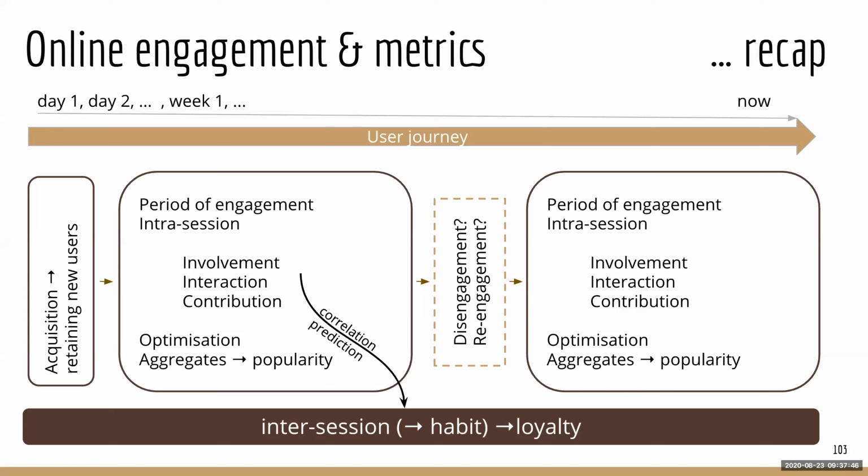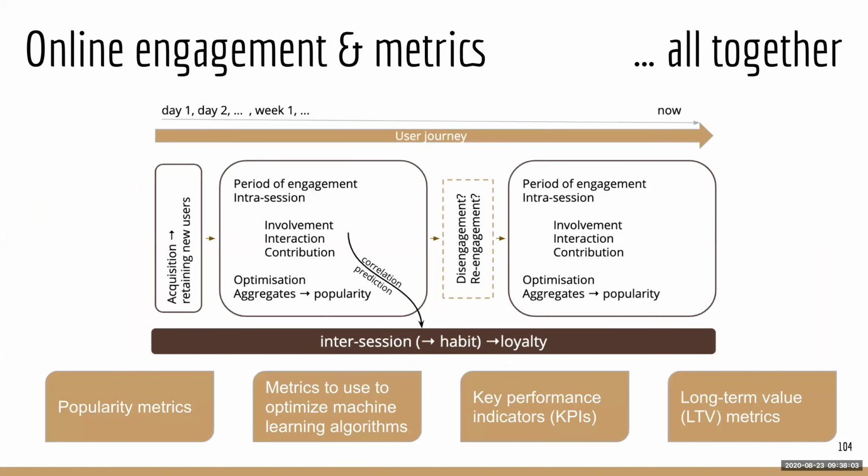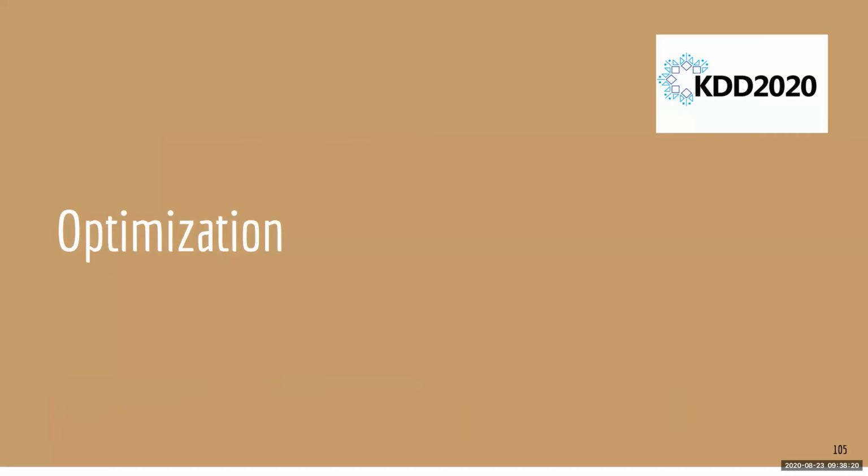We need to relate this to inter-session metrics, with the idea of maybe forming habit, then itself transforming into loyalty. I didn't talk about disengagement and re-engagement, but there's some process to bring back the user or to ensure they're not going. And then even the bigger picture is how this relates to something else, popularity metrics, which of those are going to be metrics to optimize machine learning algorithms, how they relate to key performance indicators, and I briefly discussed long-term value.